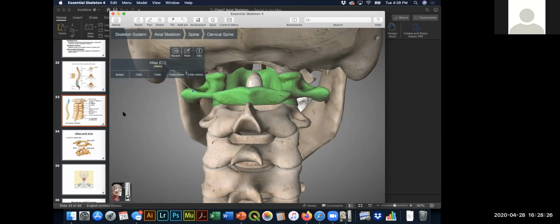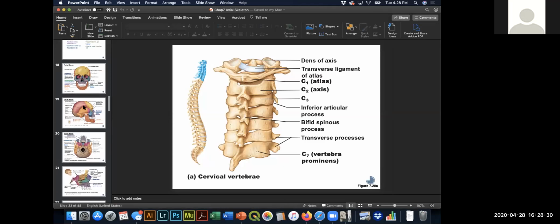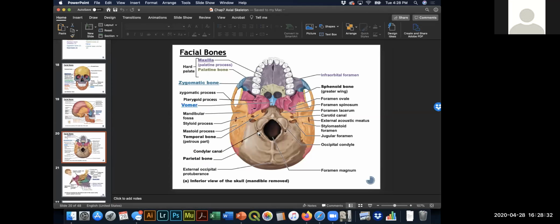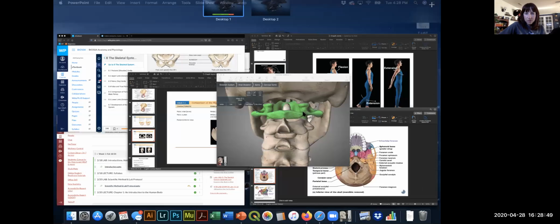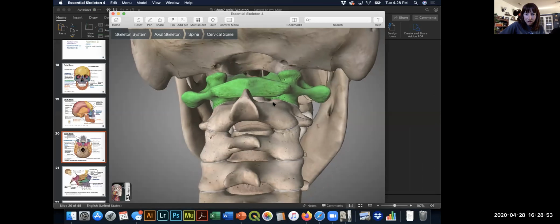And you said the atlas, that divot, is where the skull sits, right? It's right on those facets, the condyles right here. So these occipital condyles right next to the foramen magnum, those are this right here, which we can't really see very clearly.